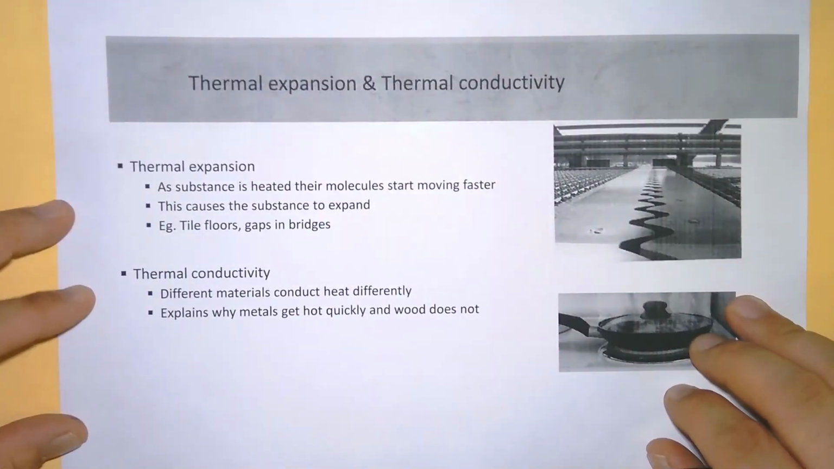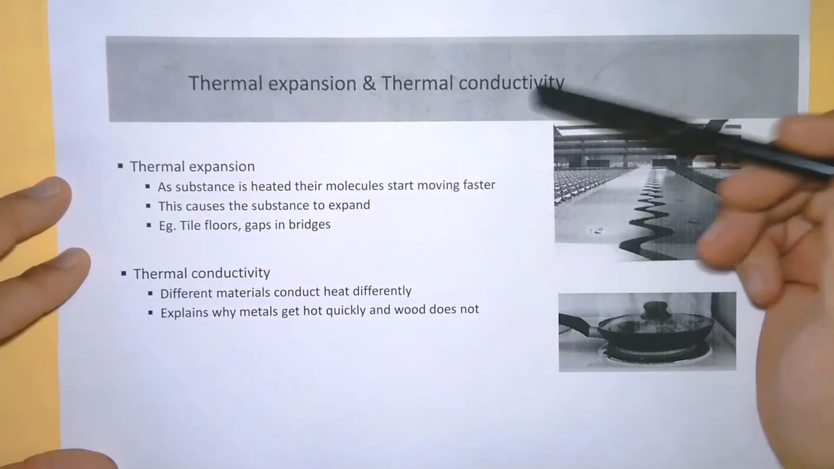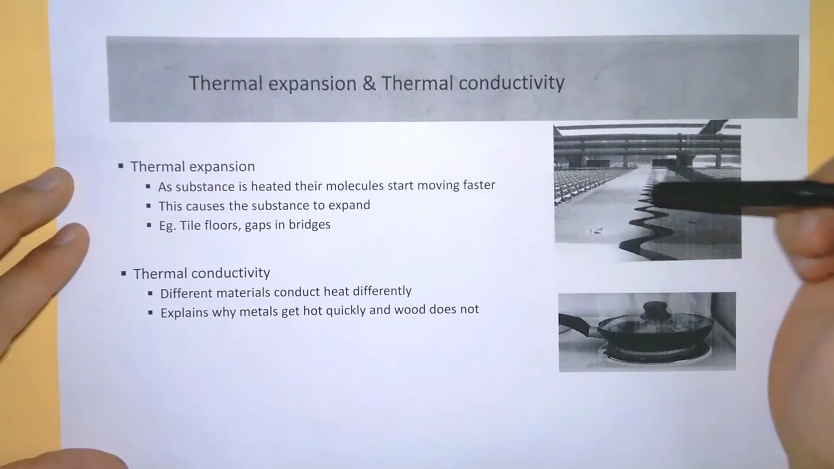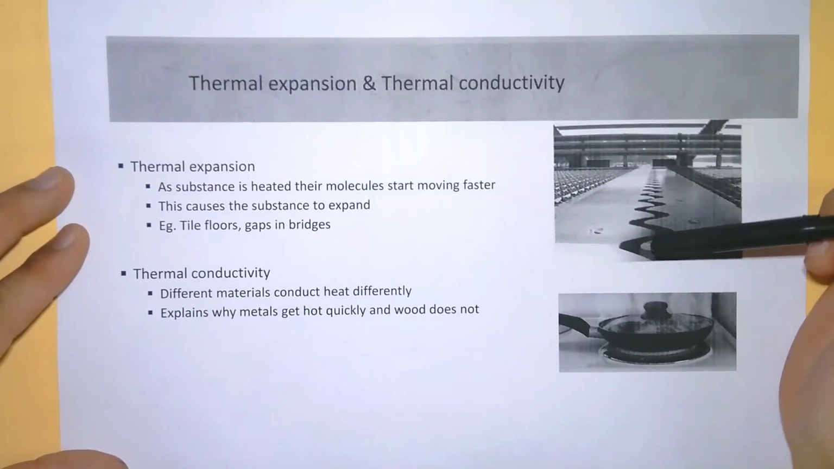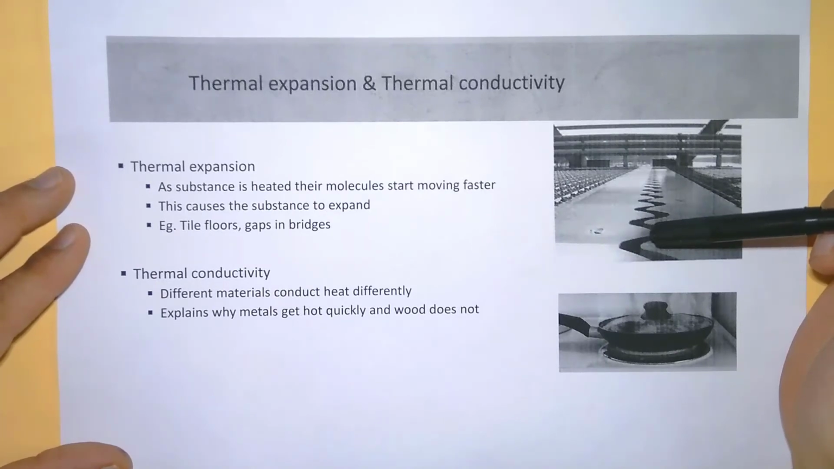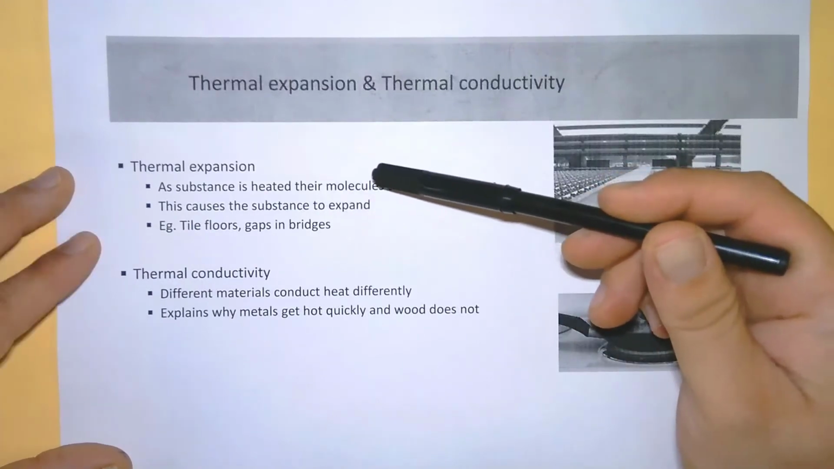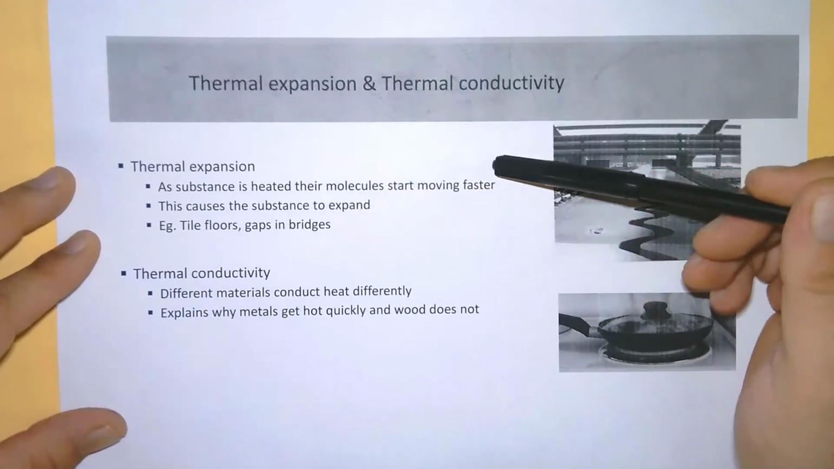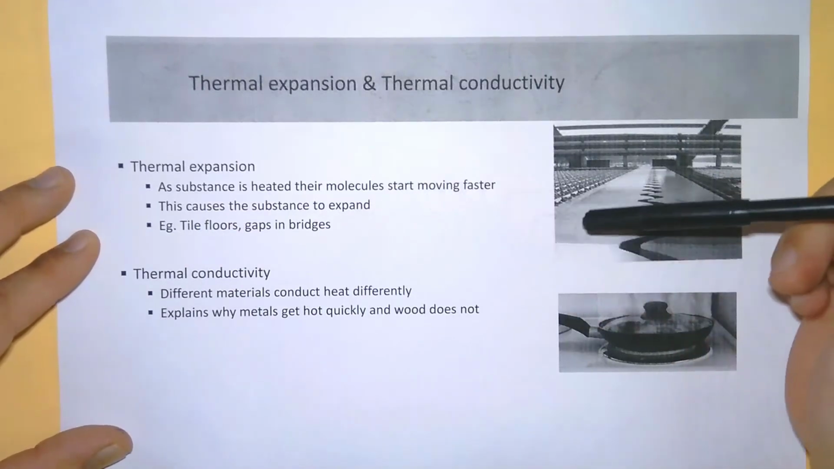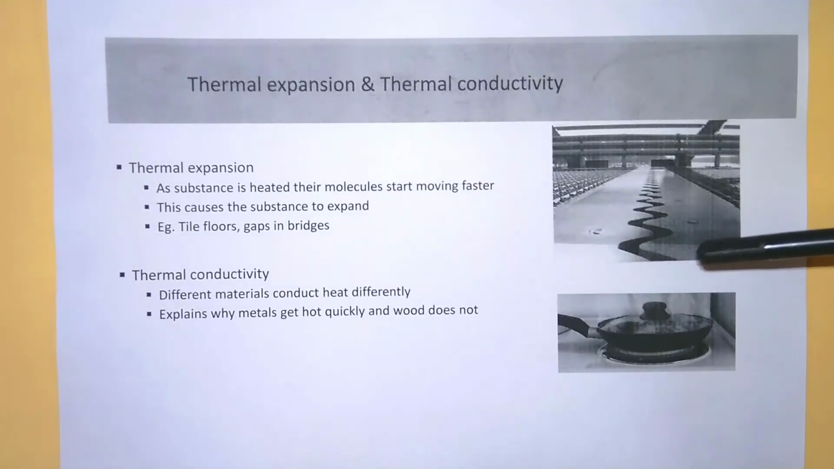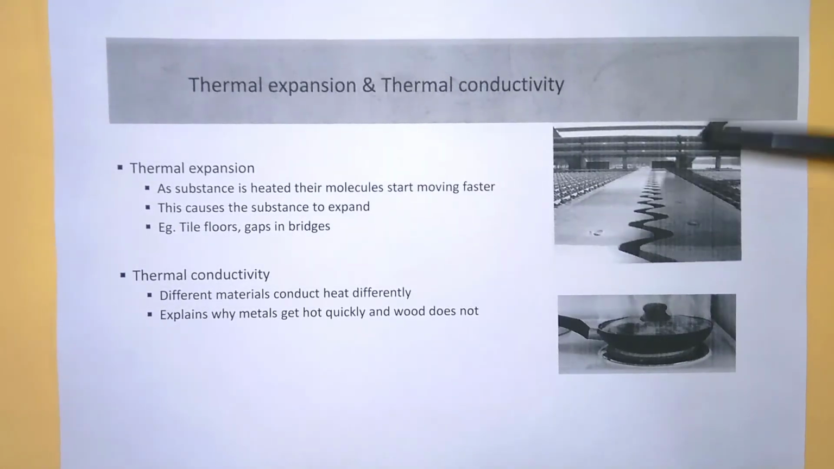Then we get to two very interesting topics: thermal expansion and thermal conductivity. Thermal expansion is something that materials do when they gain energy. Now earlier on I said that we define temperature as a measure of average kinetic energy. So when substances are heated, their molecules start moving faster. This causes the substance to expand. Okay, that's why we have those little gaps on bridges, and even if you look at some buildings, we have building gaps there that allow for expansion.